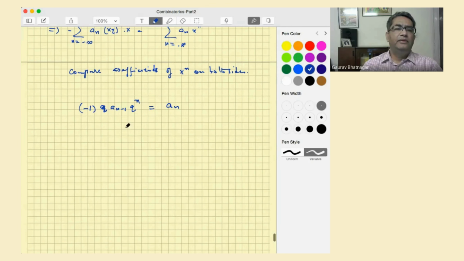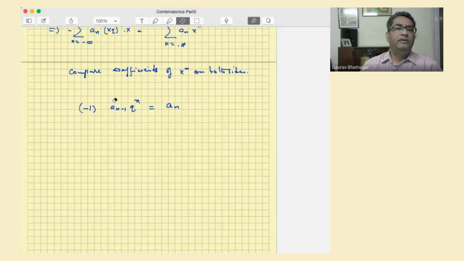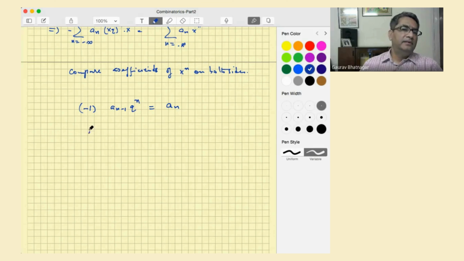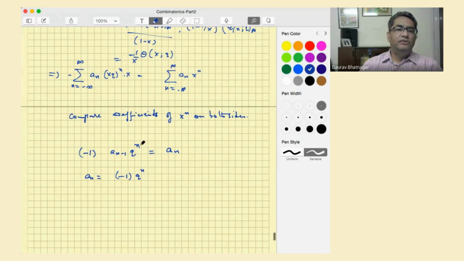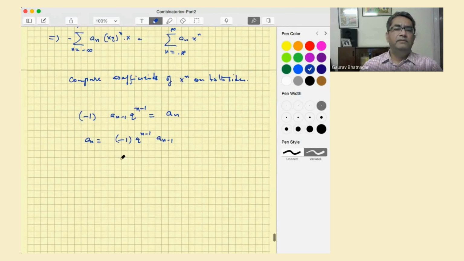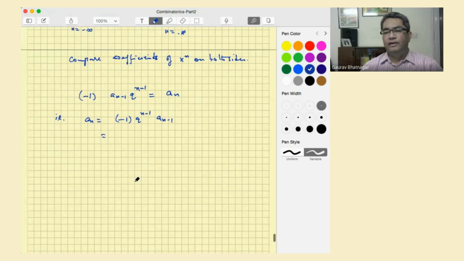So why not write it the other way around? So a_n is equal to minus 1, q to the n. Well, I'm taking n minus 1, so it should be n minus 1, a_{n-1}. Is that okay? This doesn't require any complex analysis.